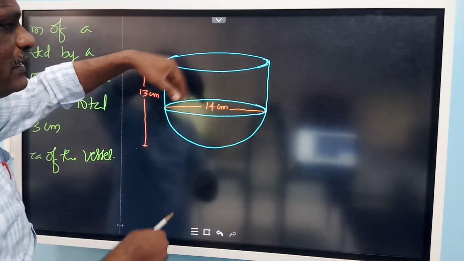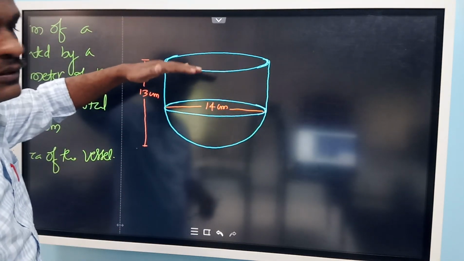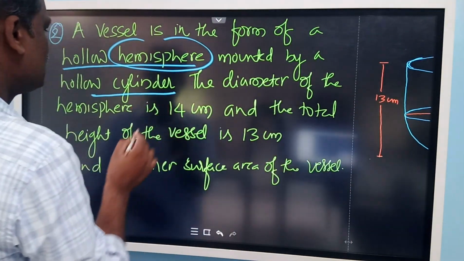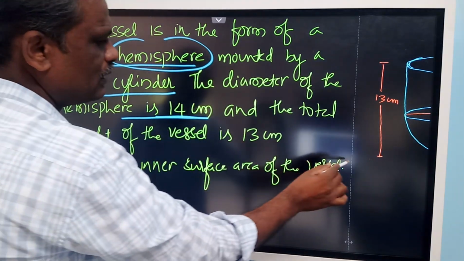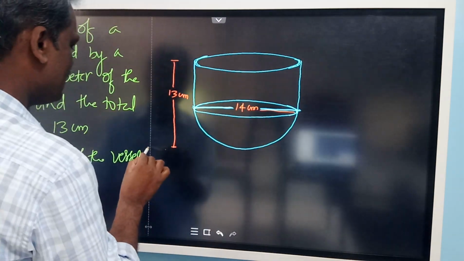Hollow means it is empty inside. It is not completely packed inside. So it is hollow, it's open inside. So now hollow cylinder is there. The diameter of the hemisphere is 14 centimeter. From here to this place, 14 centimeter.